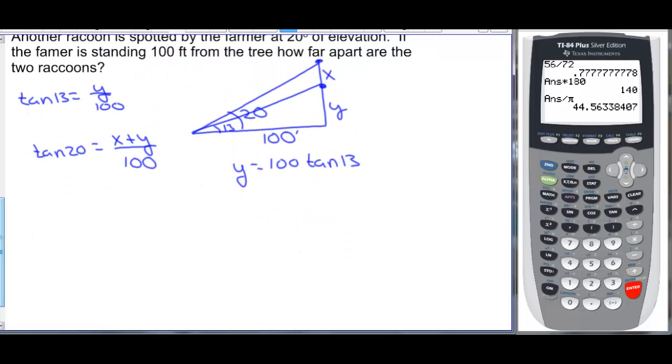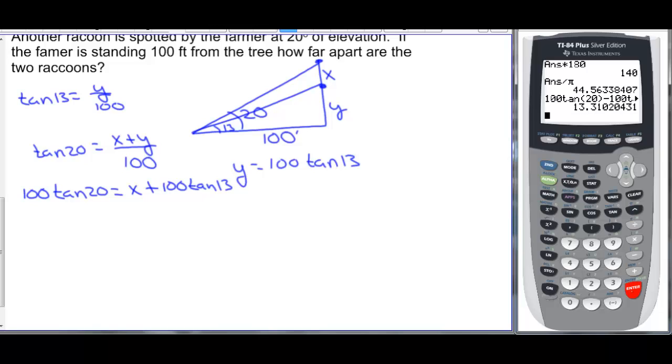And then on the other equation, I can multiply by 100. 100 tangent of 20 equals x plus 100 tangent of 13, because that's what y equals, and we can do a little substitution. So to get the final answer on this one, we can take 100 tangent of 20 minus 100 tangent of 13. Press enter, and there we have the distance. So the x is equal to 13.310 feet.